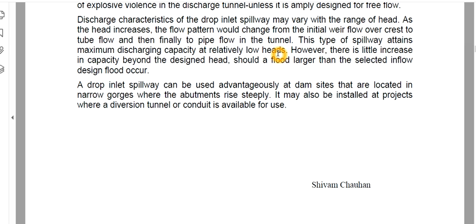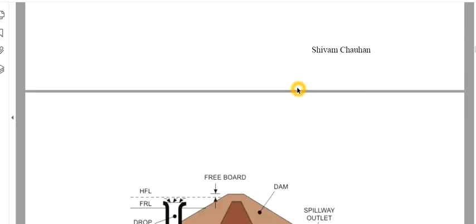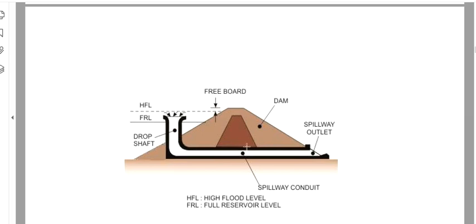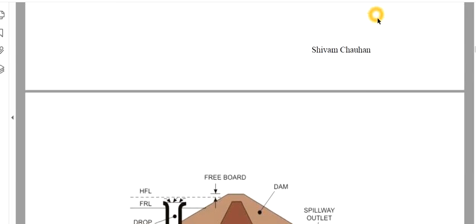Now, discharge characteristics. The discharge characteristics of the drop inlet spillway may vary with the range of head. As the head increases, the flow pattern changes from the initial weir flow over the crest to tube flow, and finally to pipe flow in the tunnel. So here is your pipe flow in the tunnel, or you can say the spillway conduit.